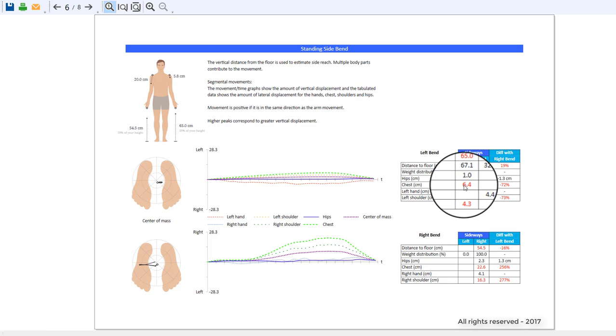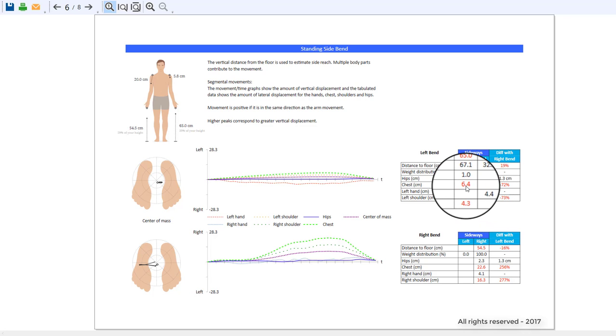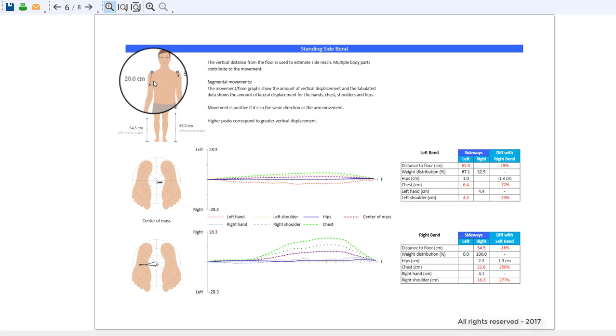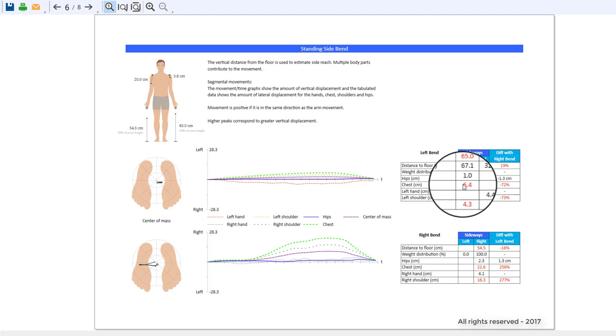So 5.8 centimeters downwards and 6.4 centimeters sideways. In this case, 20 centimeters downwards and 23 centimeters sideways. If somebody like this was getting some training, some treatment, some stretching, some type of intervention, massage that was to help them with this limited range of motion, you would be looking for changes in these numbers over time.